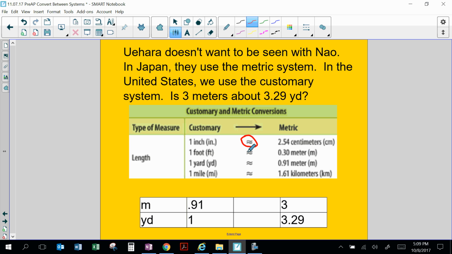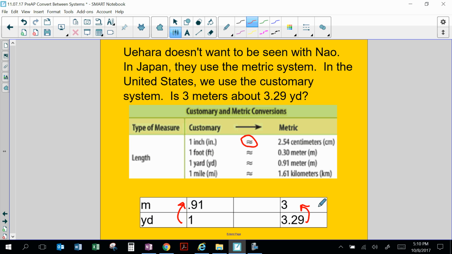So what we're going to be doing, just like we did yesterday, is unit rate. Every 0.91 meters is the same as saying 1 yard. So to turn 1 yard into 0.91 meters, you have to multiply by 0.91.